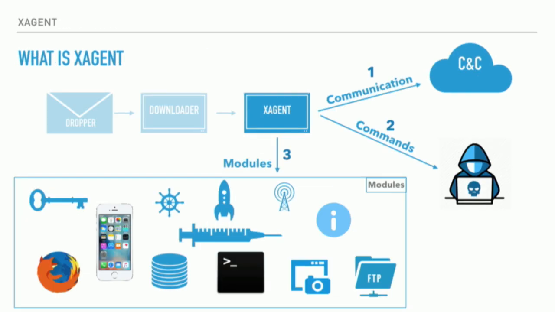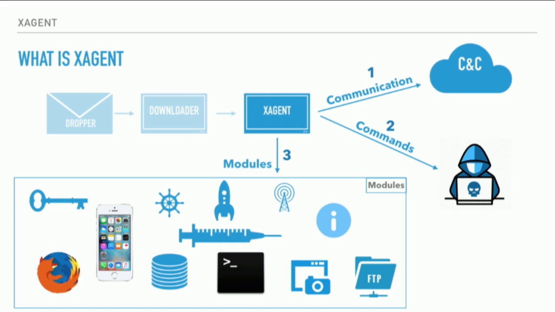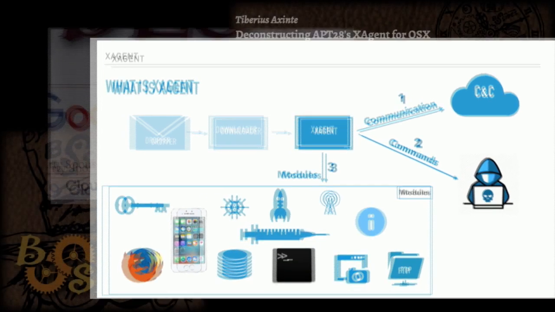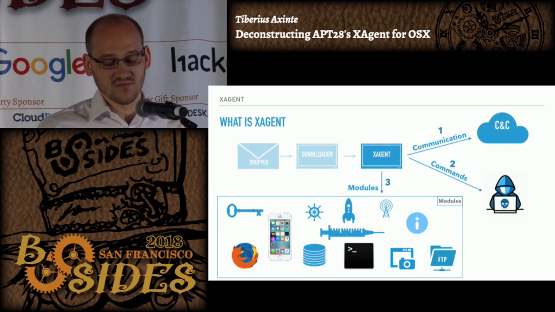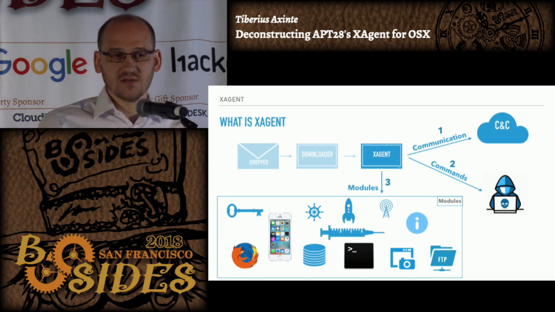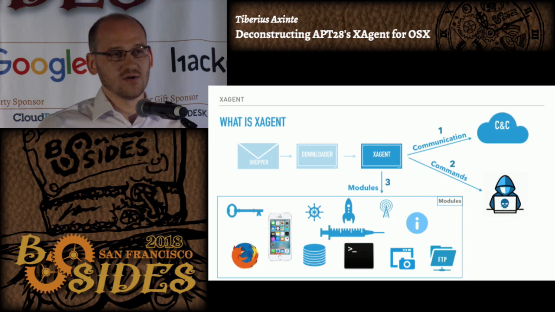XAgent is the final payload of a successful APT28 attack on Mac, and it is used for data exfiltration. We will separate our analysis into three major parts. First, we will analyze the communication between the malware and the CNC servers. Second, we will see the command list that the malware can receive from the server. And third, and most important, the spying modules that the attacker will have after a successful attack with APT28 on a Mac machine.